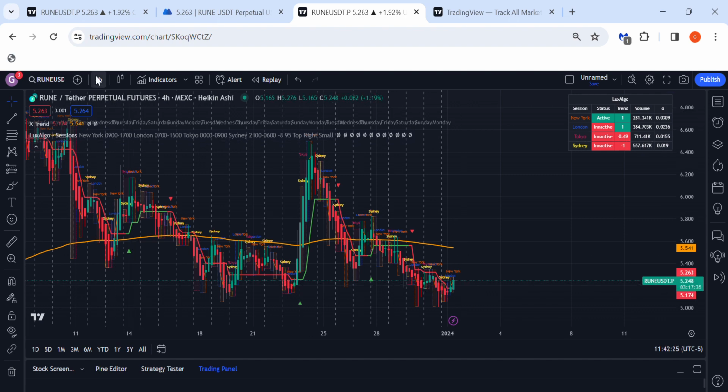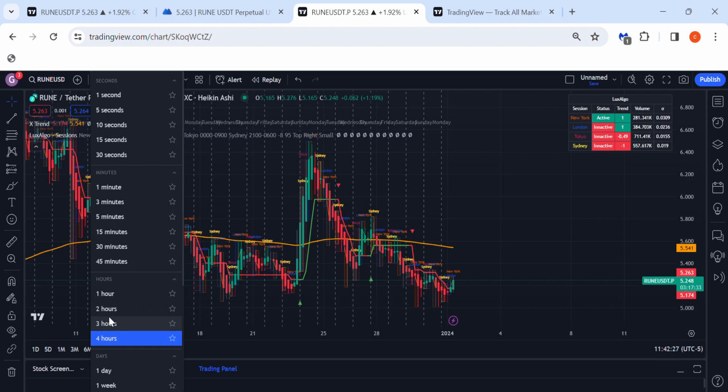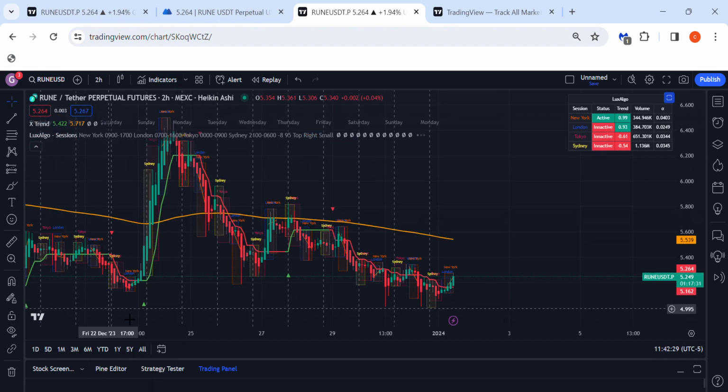Now let me go to my 2 hours. Yeah, it's recovering. You can see 1, 2, 3, 4, 5, right? It's been recovering. These candles are all 2-hour candles. It's recovering. Let's look at my 1 hour.